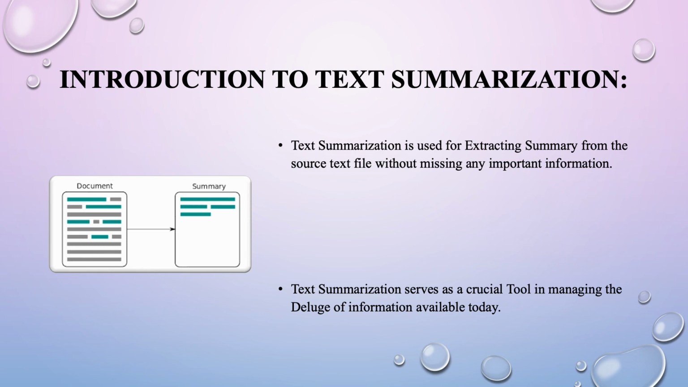text. This kind of summarization serves as a necessary tool in this technical world to manage the huge amount of information or text available today. In detail, we can explain text summarization as it is used for extracting a summary from the source text file without missing any important information. Text summarization serves as a crucial tool in managing the huge amount of data available today.